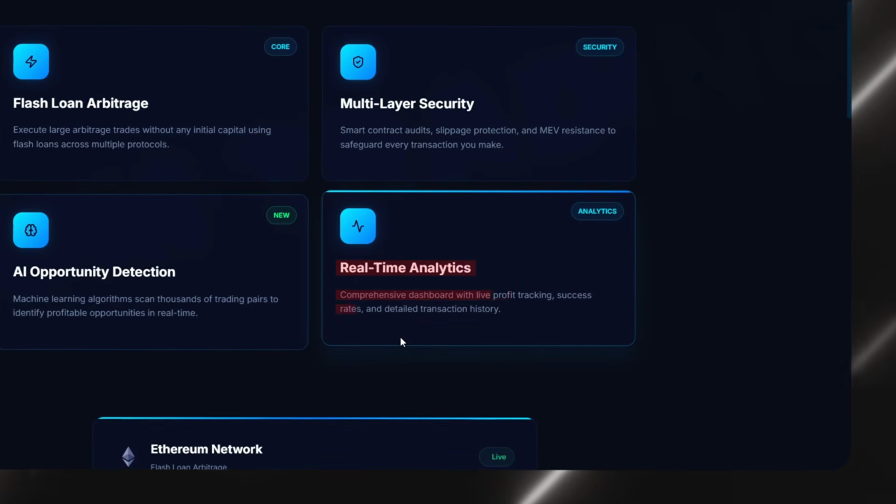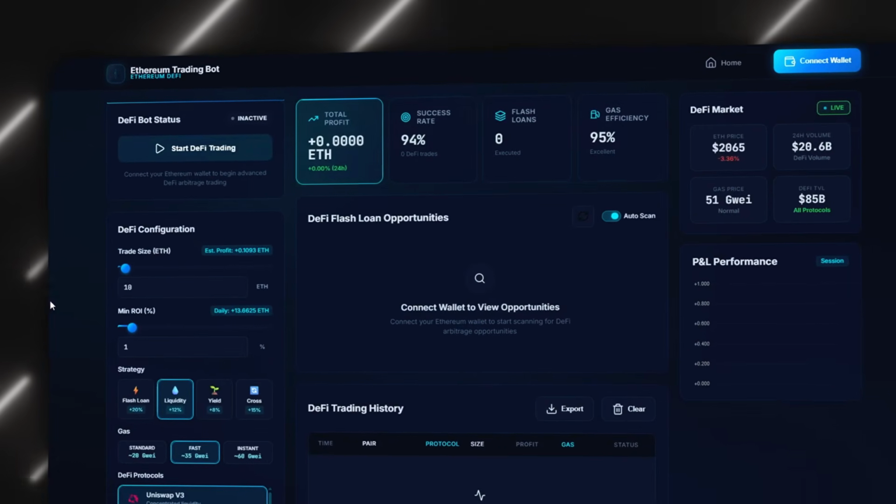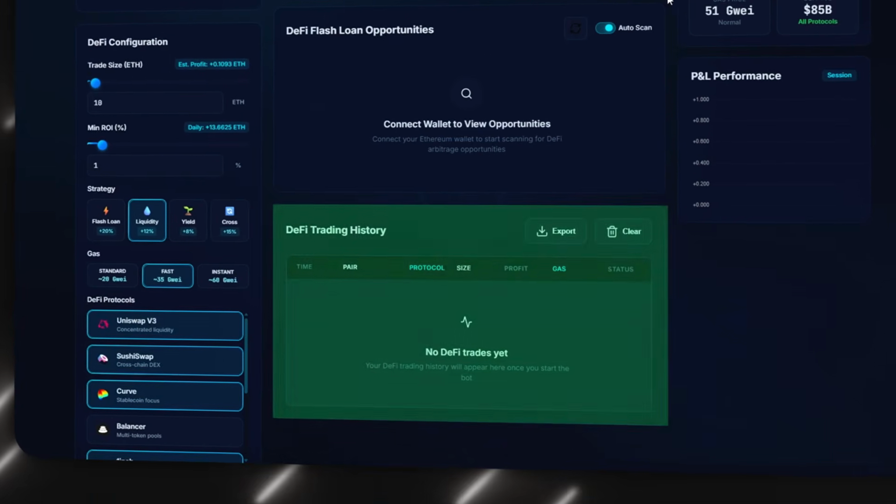Fourth, real-time analytics. There's a dashboard showing profitability, speed, and transaction history.